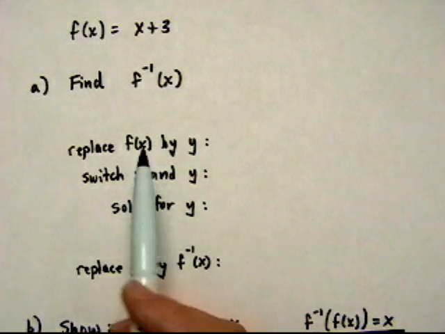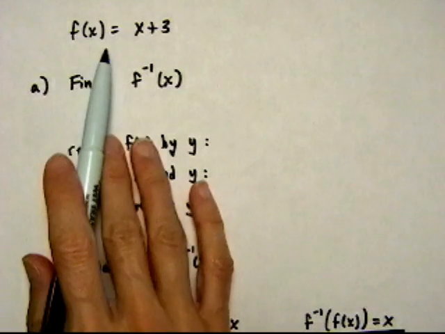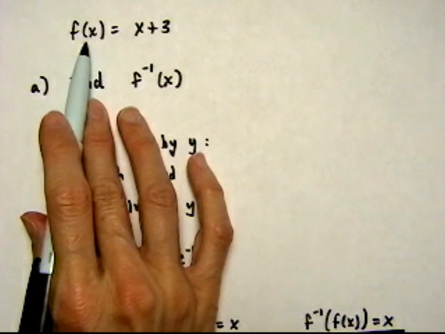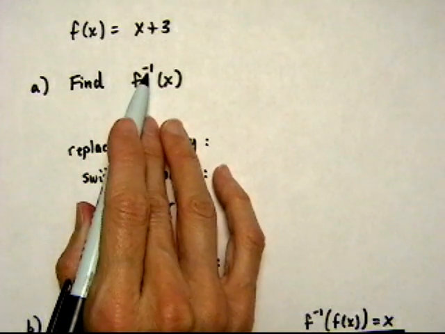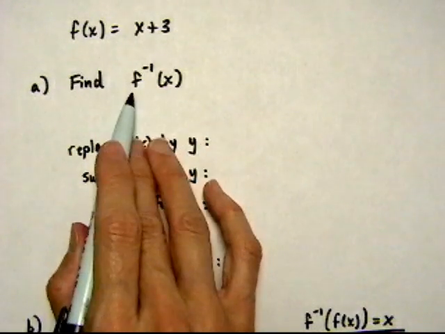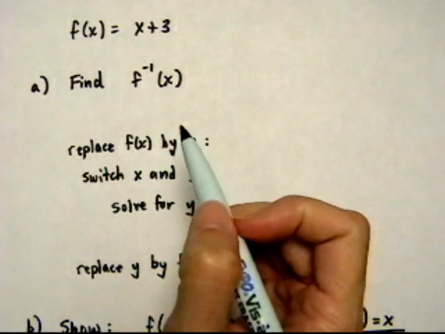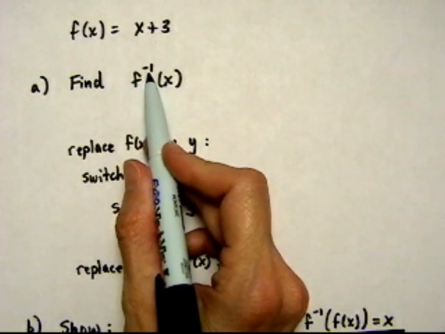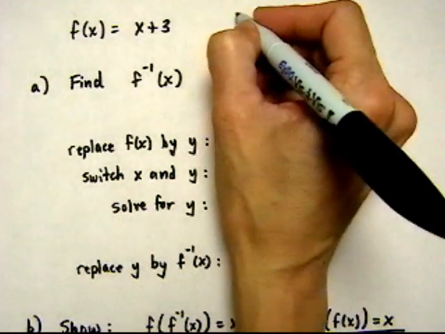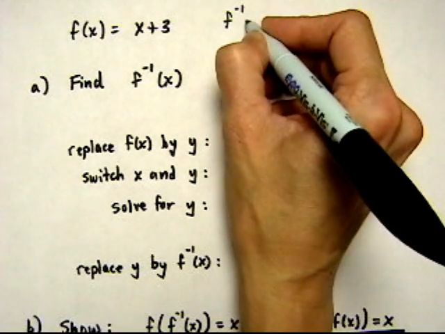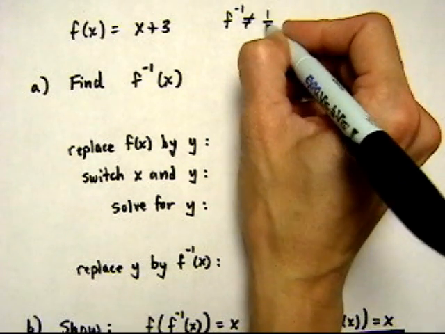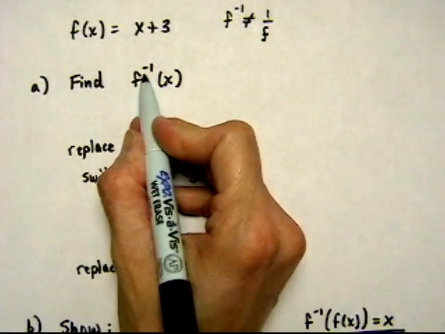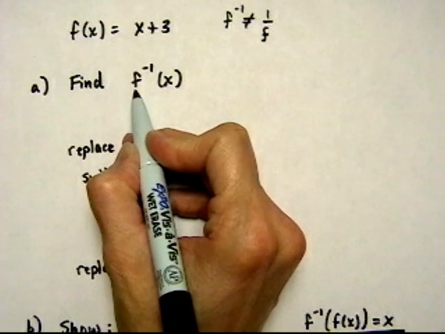Alright, in this problem what we're going to do is find the inverse of f of x equals x plus 3. The notation for the inverse of a function f is f to the negative 1 of x, and we call that f inverse. One thing to notice is that the minus 1 here does not mean it's a negative exponent. So f to the negative 1 here does not mean 1 over f. This just means it's the inverse of the function f, and that's it.